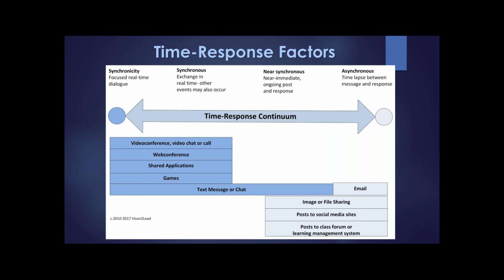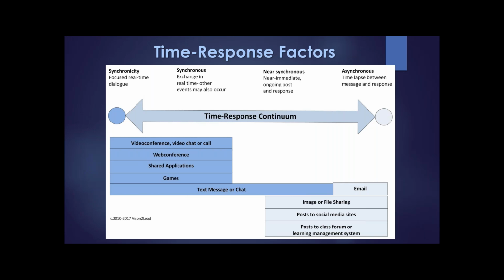Then at the other end of the spectrum, I put near synchronous. So here, it's the elongated conversation. Think like text messaging. You might send me a text message. You don't necessarily think that I'm online this minute and going to chat back to you right now, but you expect that I'll be back very soon. So we're going back and forth with a short response between the message and the answer, but maybe not immediate as we would have with the synchronous.